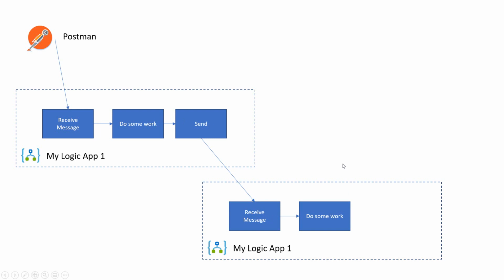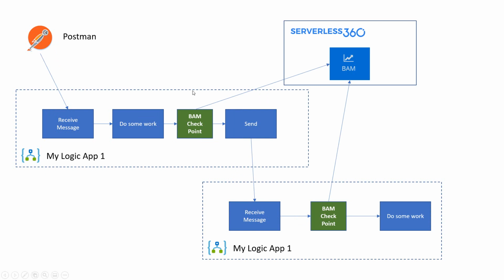work. When we come to do a BAM process, it's likely that in this scenario we want one kind of visualization of the end-to-end process that doesn't really care that under the hood there may be 2 or 3 logic apps working together to implement the process. So we can use the BAM checkpoint shapes and send business telemetry to the serverless 360 BAM module, and we can pass the continuation of a business process from one logic app to the next to make those events correlate together when they're sent to BAM.